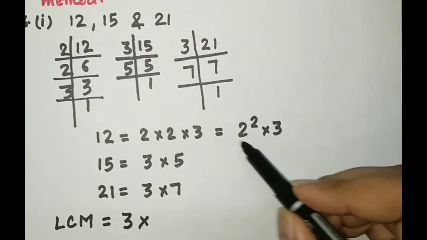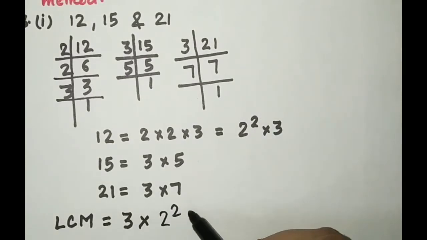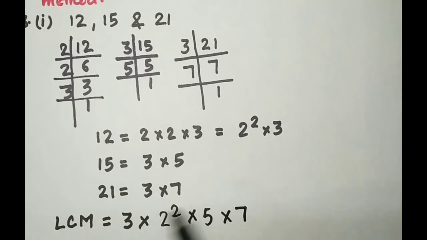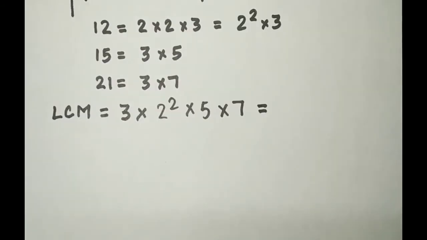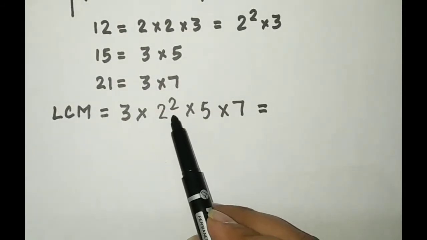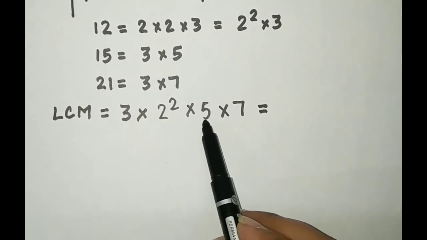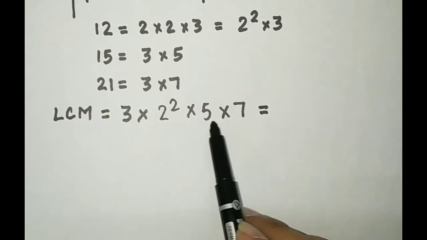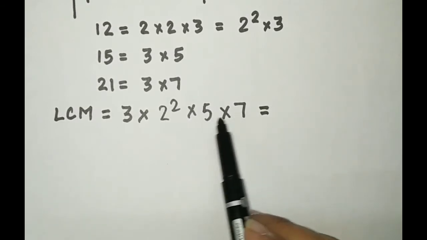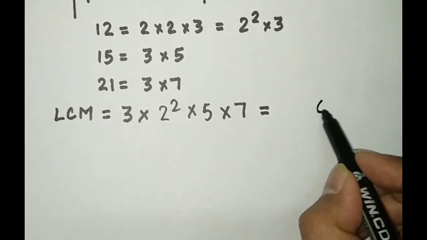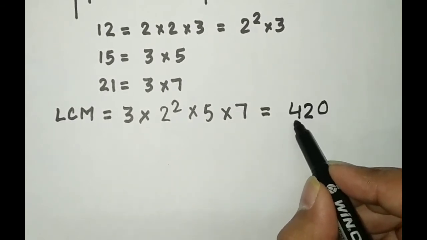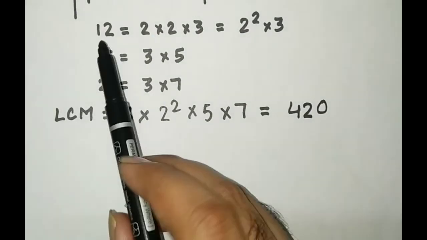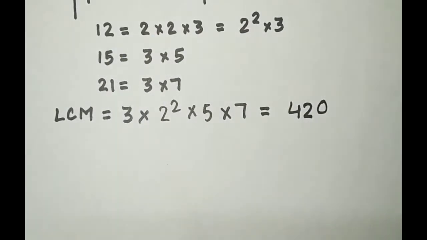Remaining number is 2 square, 2 square, here 5, here 7. So the product of these prime factors will be the LCM. Okay. 2 square is 4. 4 multiply by 5, 4 5s are 20. 20 multiply by 3 will be 60. 60 multiply by 7, 7 zeros are 0, 7 6s are 42. So 420 is the LCM of these numbers 12 and 15 and 21.